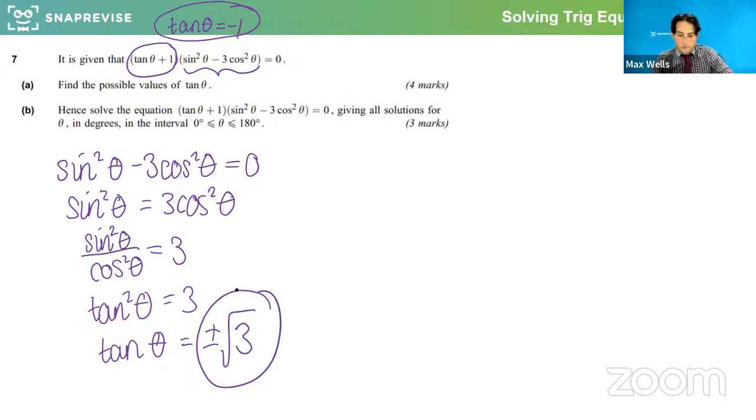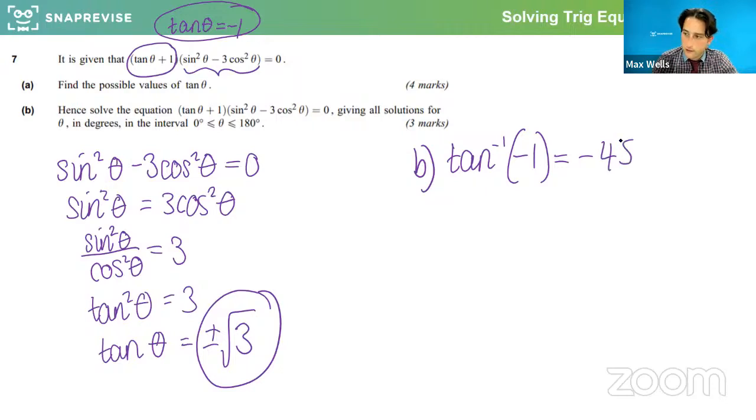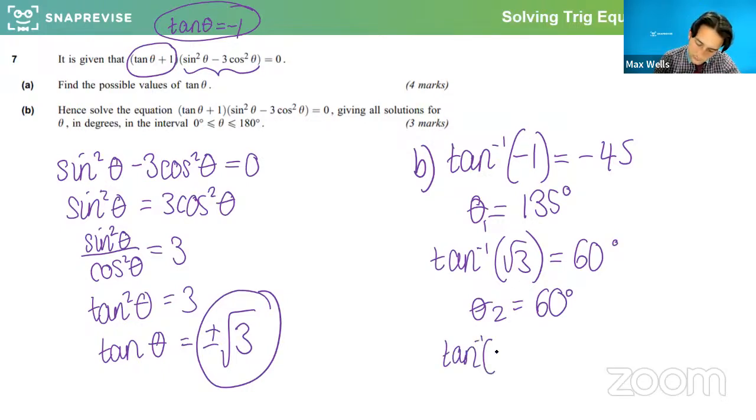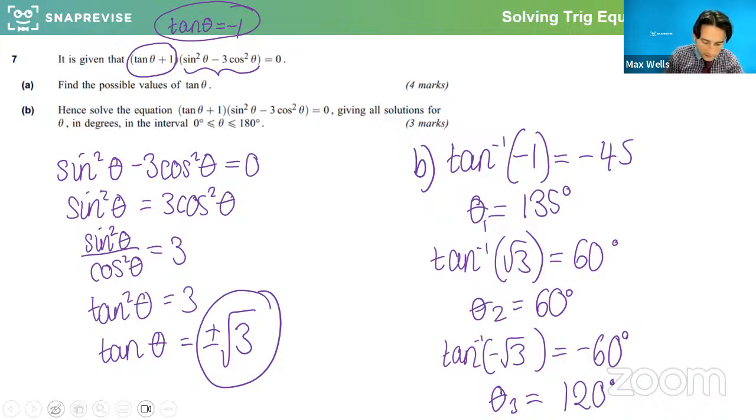Then it says hence solve. So for part B, we just look at all those different solution sets. Tan inverse of minus 1 equals minus 45, and putting it back in the interval, minus 45 plus 180, theta can be 135. If we consider where tan inverse is root 3, we get 60. So that's another answer. And tan inverse of minus root 3 is minus 60, so if we add 180 to it, another value of theta is 120. So they are our 3 answers to this problem.